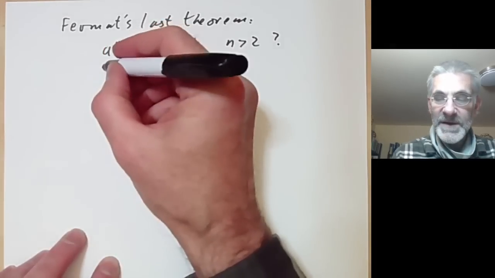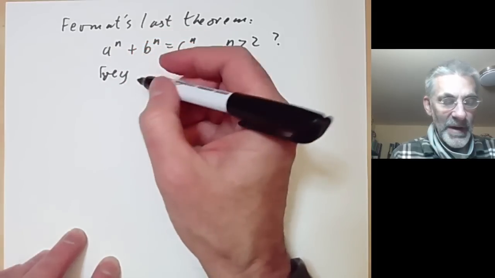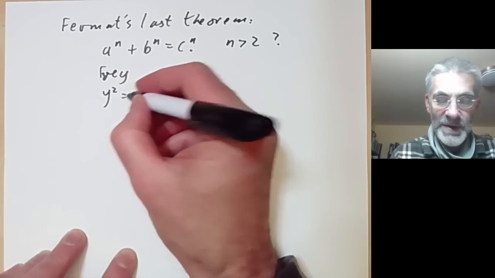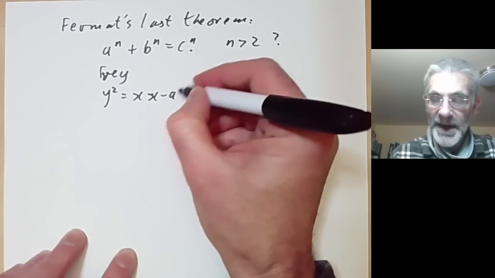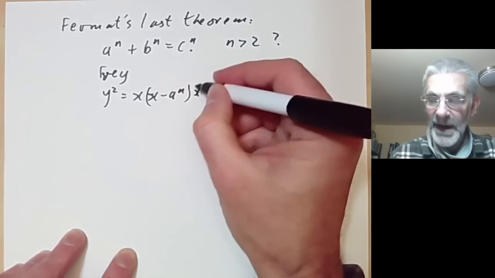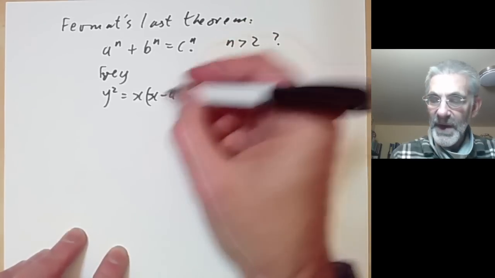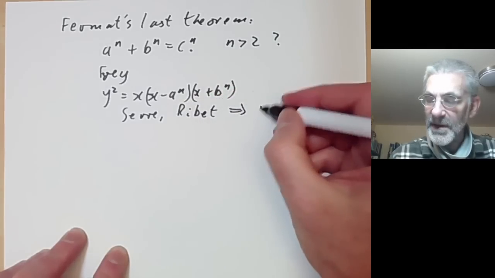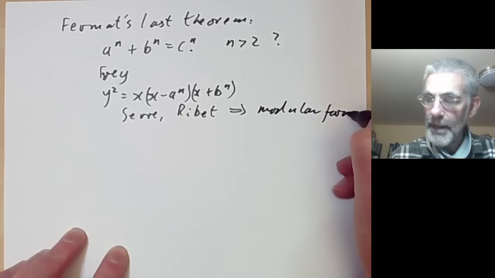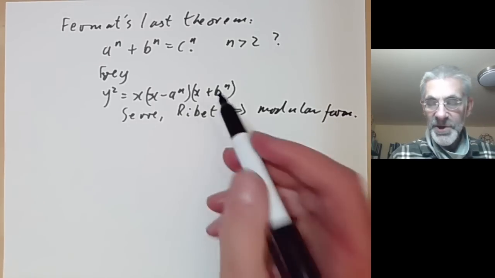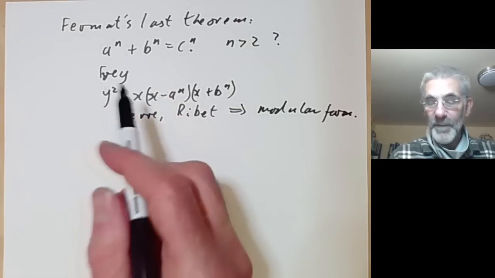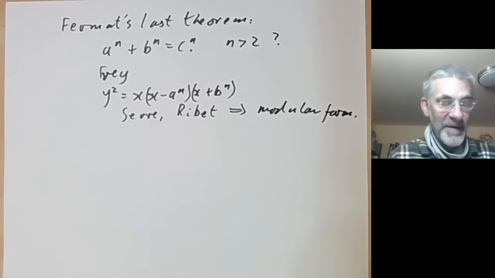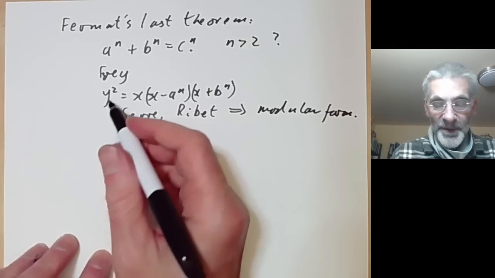And the way it was solved is Frey noticed you could relate this to an elliptic curve, particularly the elliptic curve y squared equals x minus a to the n, x plus b to the n. How he thought of this, I don't know. And Serre and Ribet related this elliptic curve to a modular form. Or at least showed that if a certain conjecture about modular forms and elliptic curves was true, then this would imply Fermat's last theorem. And the connection is as follows.